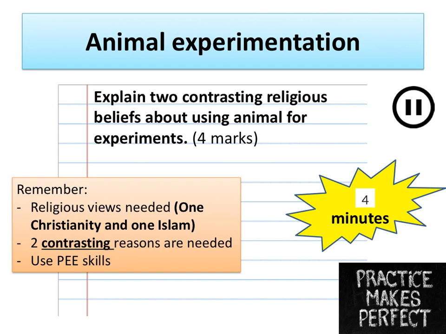We're going to have a go at an exam question now. This is a 4-mark question, so you're going to be spending 4 minutes doing it. Because it's a 4-mark question, you need to be making sure that you're looking at PEE skills, so you're using contrasting views and using a point, evidence and explanation for each one. You must use religious views in your answer, and it's best to aim for 1 from Christianity and 1 from Islam. The question that we're going to be looking at is explain 2 contrasting beliefs about using animals for experiments. Remember, only give yourself 4 minutes to do this question. Pause the video now and answer the question as best you can.